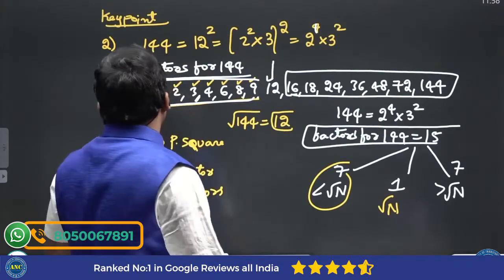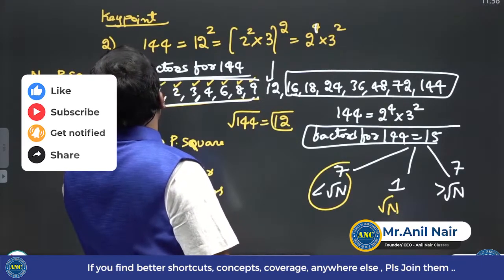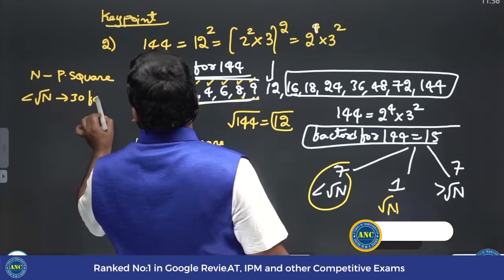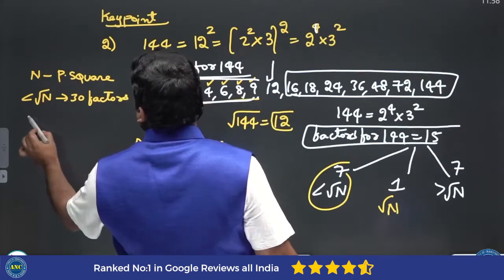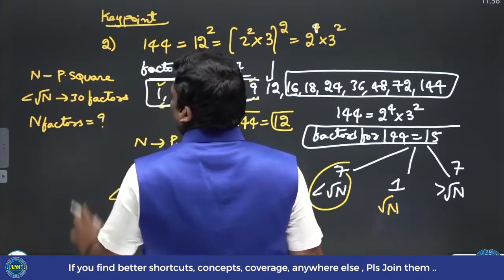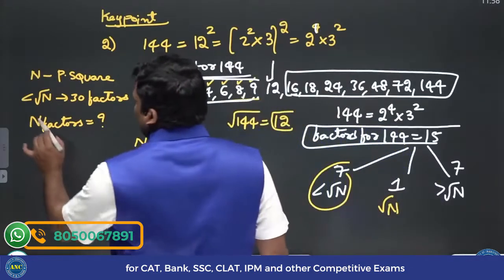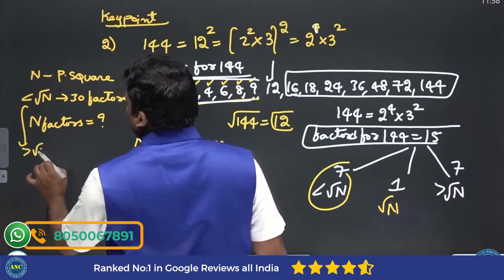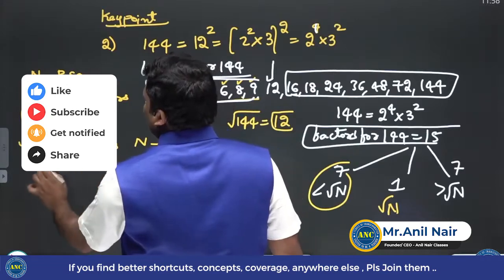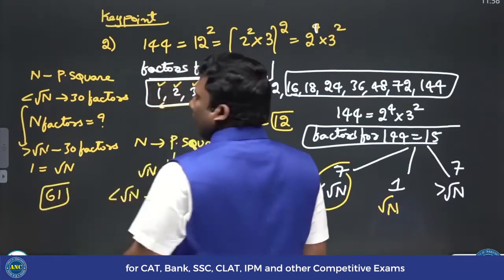Suppose the question is: if n is a perfect square and less than root n, 30 factors are there, how many factors will be there for n? Tell me the answer. Greater than root n also, there will be 30 factors, and one factor will be root n. So 30 plus 30 plus 1. The answer will be 61.